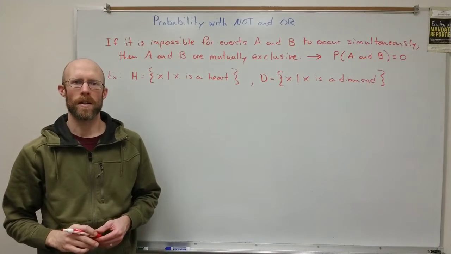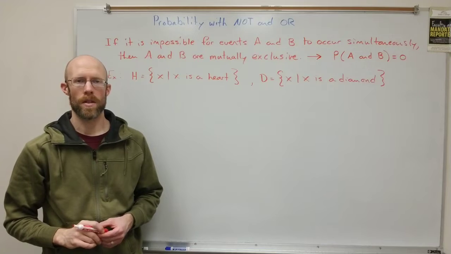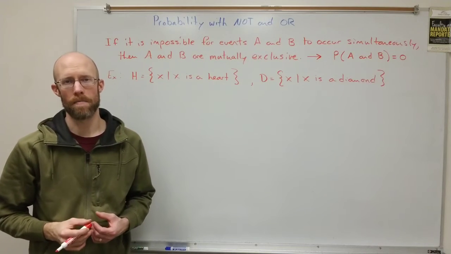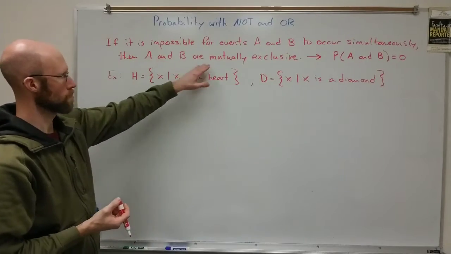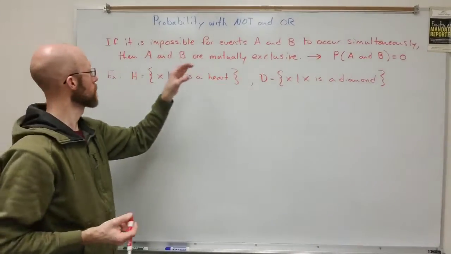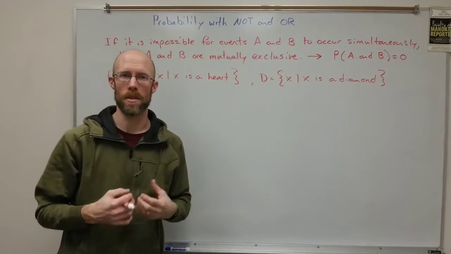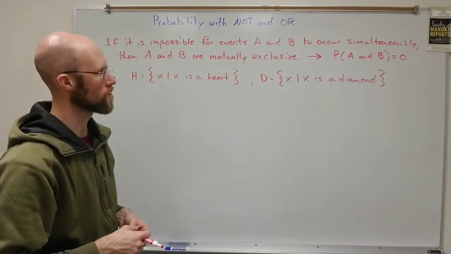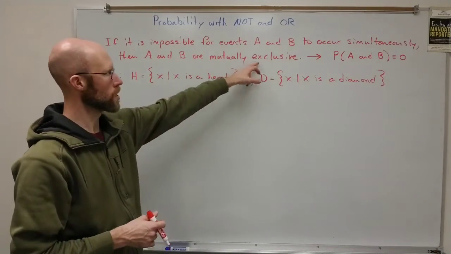Right now, let's look at the probability of events occurring when they cannot occur at the same time. It's kind of interesting. These are called mutually exclusive events. If it's impossible for the two events to occur simultaneously in the same occurrence or in the same experiment, then A and B are mutually exclusive.